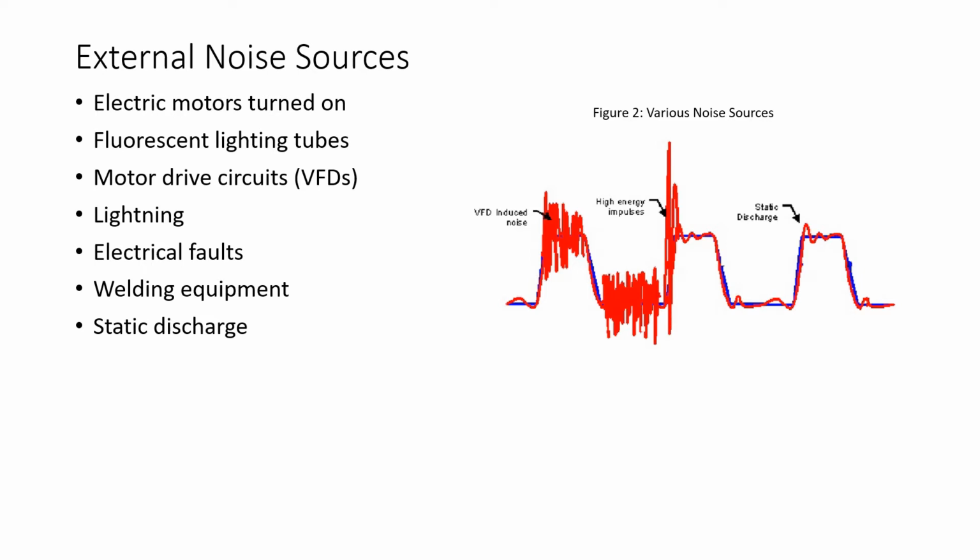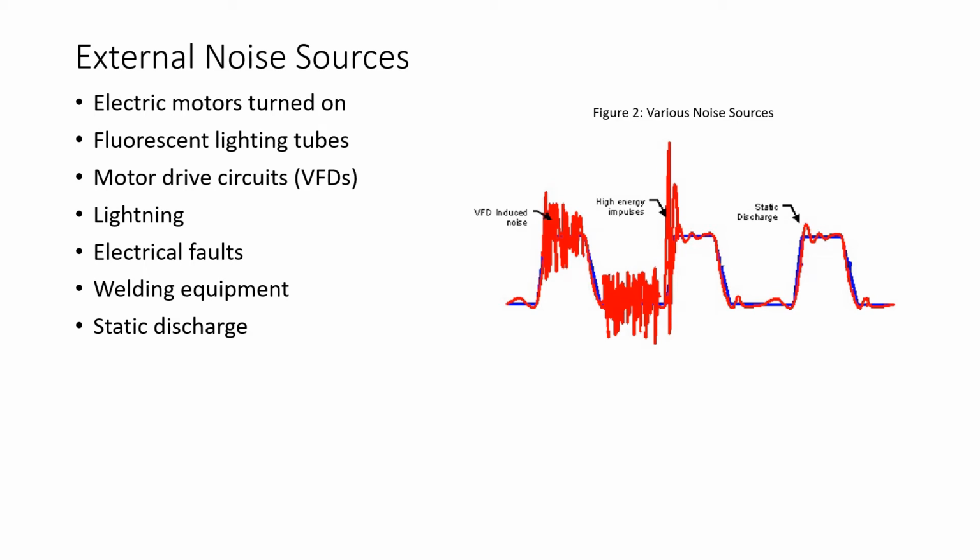Now, looking at external noise sources, these noise can be generated when electric motors are turned on. And when we turn a motor on, what happens is there's a surge of current through a conductor, and that surge of current through a conductor creates a voltage, and that voltage can be introduced into our circuits.